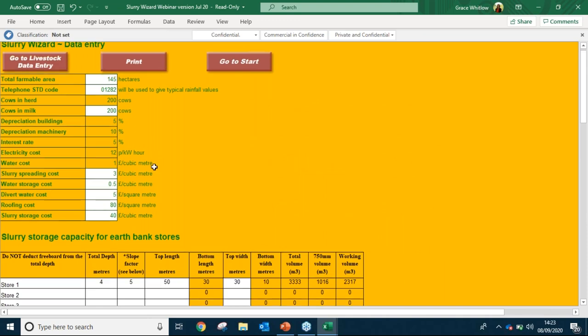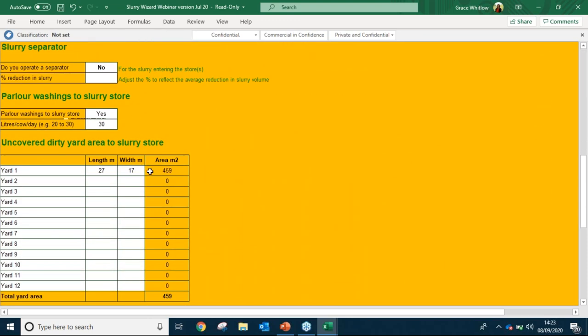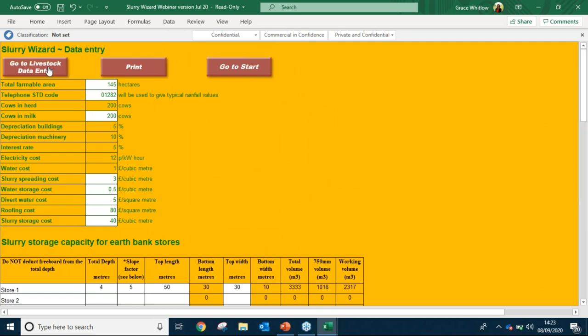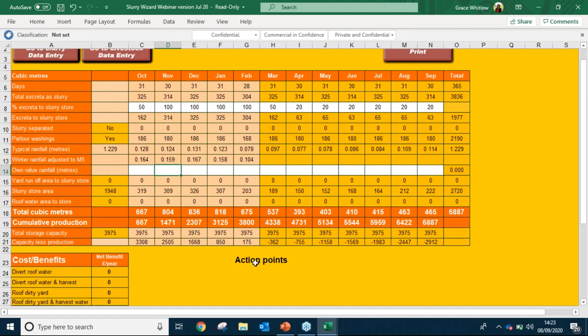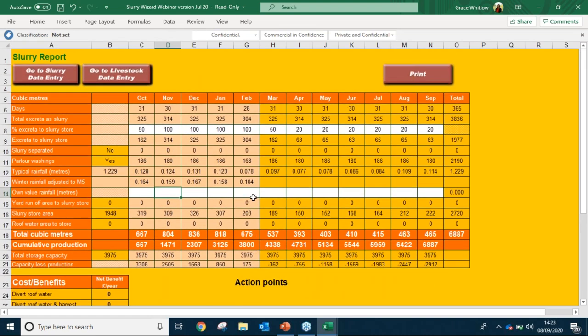Anyway, we'll go in and implement that just to demonstrate what the scenario is. So we're now going to cover that yard, and we've eliminated it from there. It's now not part of the issue. Go back to the report, and we find ourselves happily compliant. So that's a nice position to be in. That's very useful.